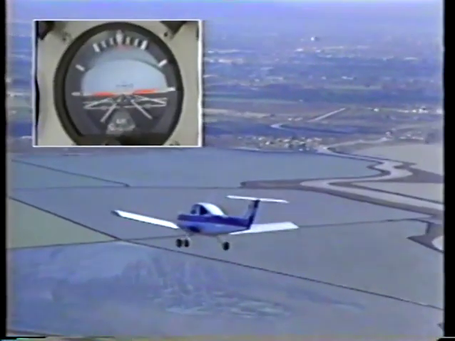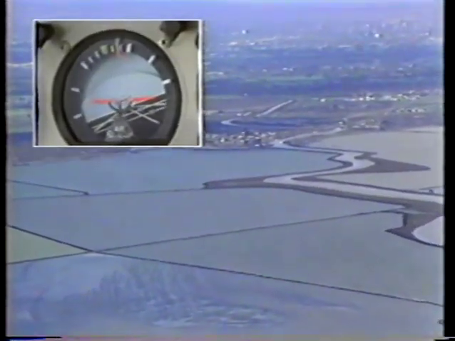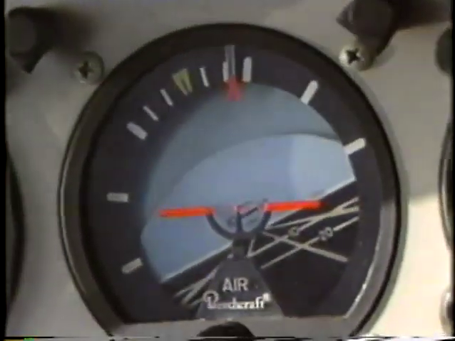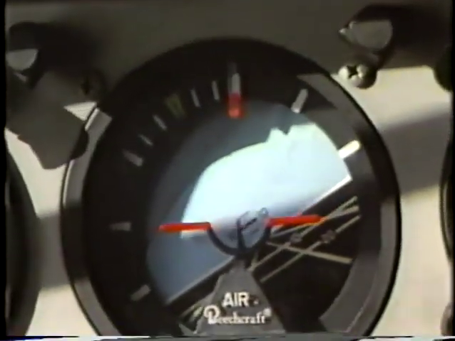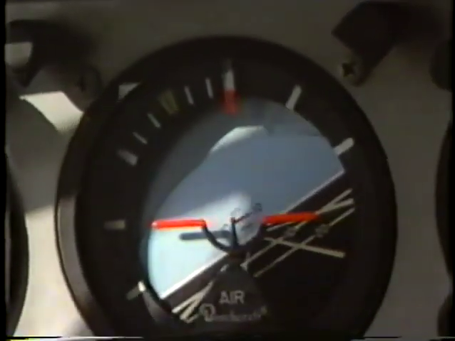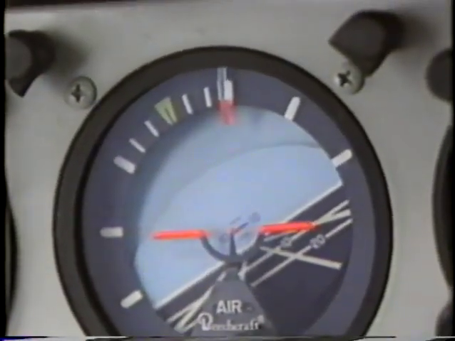In this example, the plane starts a climbing turn of 20 degrees bank to the right with a 15-degree nose up attitude. The pilot increases the turn to 30 degrees angle of bank before returning to straight and level flight.